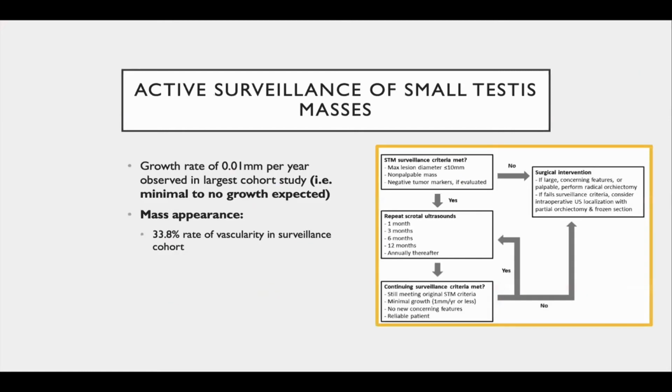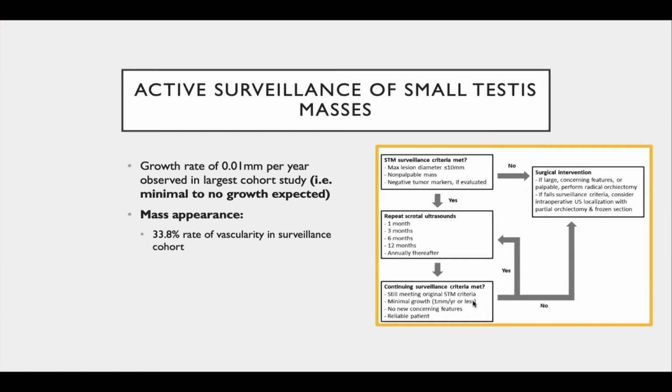So let's say we offer this guy active surveillance. How do we now surveil them? Well, as I mentioned, it appears that these masses really don't grow. So growth rate is something that we can probably track moving forward to watch and intervene on. But first we just want to make sure that he meets some of the reported criteria out of these case series that they used to enroll their patients into their active surveillance protocols for these small testes masses.